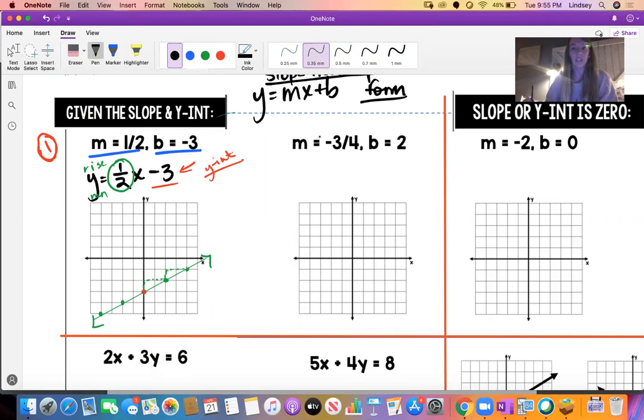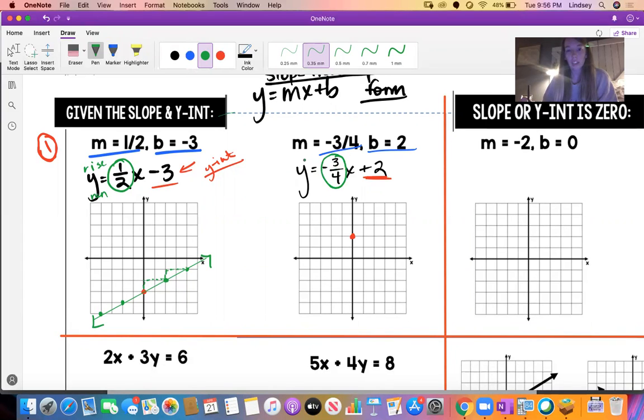Now, let's look at the next one. It tells us that our slope is -3/4 and our y-intercept is 2. So we're going to plug that into our formula. Our slope is always the number that goes with my x, and my y-intercept stands on its own. So my y-intercept is a +2 this time. I'm going to go to my y-axis and go up 2 right there. This time my slope is -3/4.